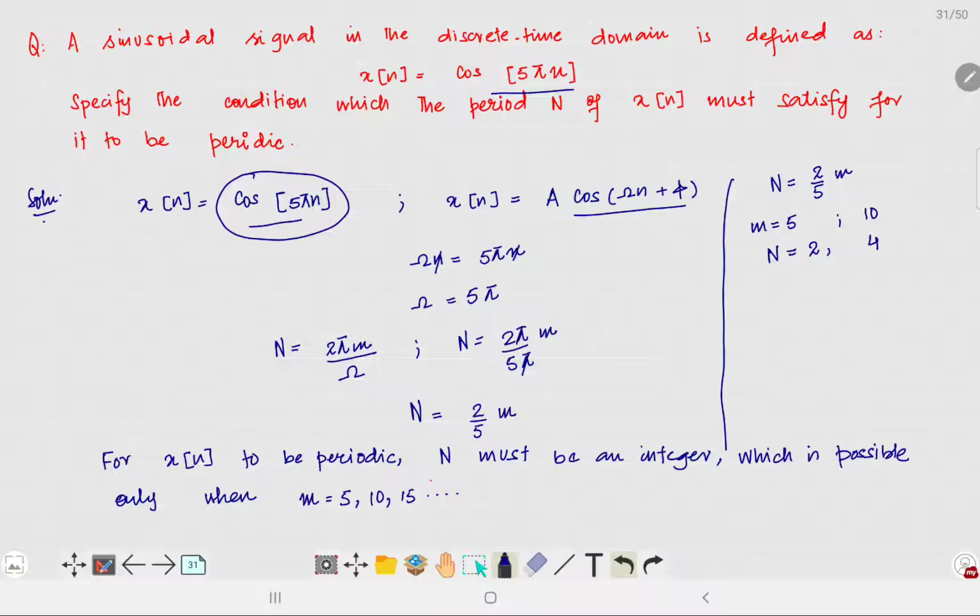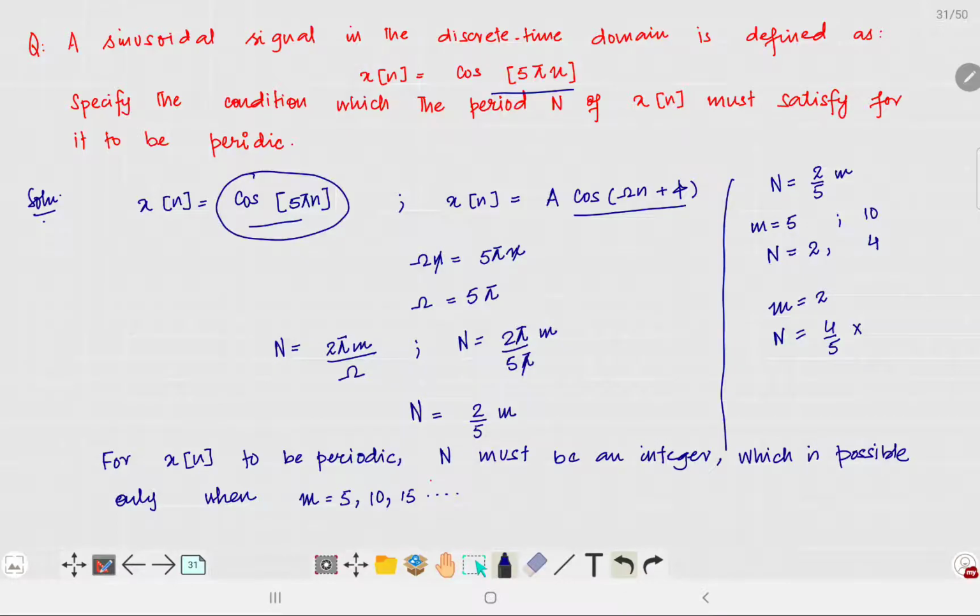And if this condition is not satisfied, if I have any arbitrary value of m, say m is equivalent to 2, then n is equivalent to 4 by 5, which is a fraction, it's not an integer. So under those conditions, your discrete time sinusoidal signal cannot be periodic.